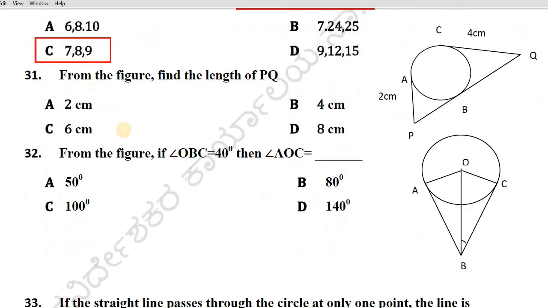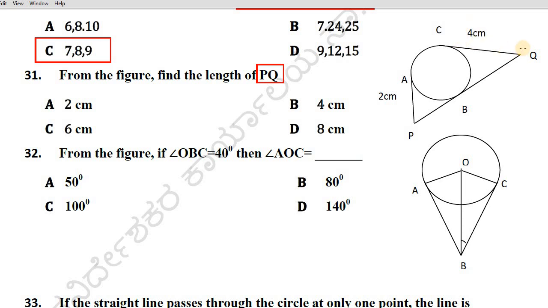Question number 31, children. From the figure, find the length of PQ. So where is PQ? PQ is here. This length we want to find, I mean this full length, children. You may be in confusion, so I'll show here this length. PQ length we wanted to find. So very easy, no need to do the calculation.